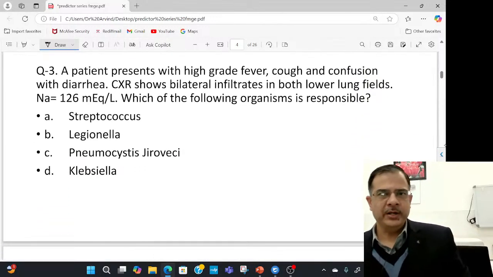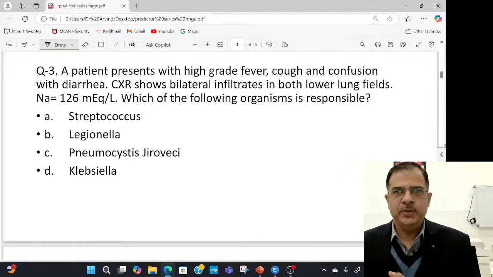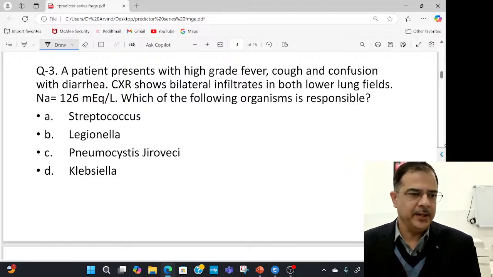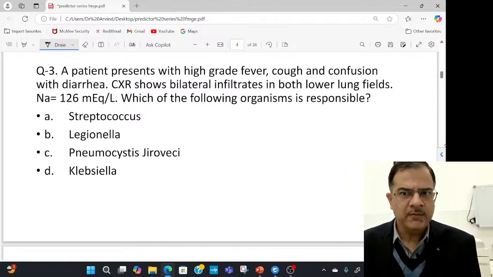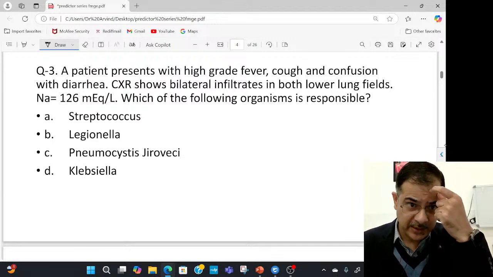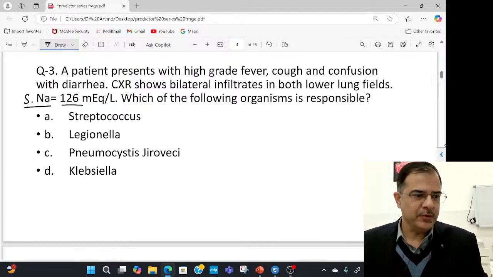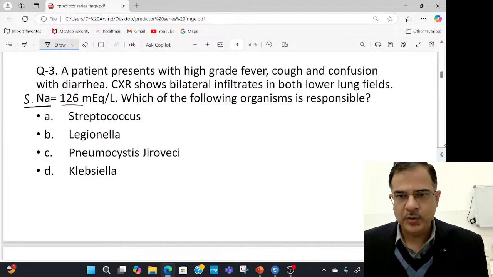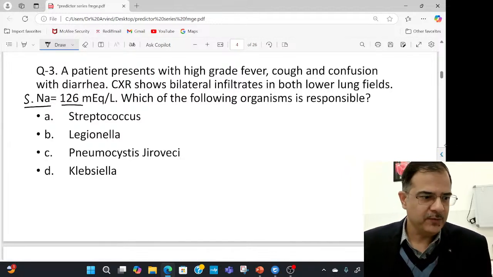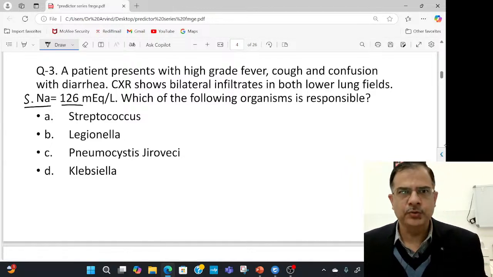Okay, let me see who can give me the correct answer here. The question is, a patient presents with a high grade fever, cough and confusion with diarrhea. Chest X-ray shows bilateral infiltration in both the lower lung fields. Serum sodium is given as 126. Which of the following organisms is responsible for this case? What if 12 is given? So 12 will not be given.